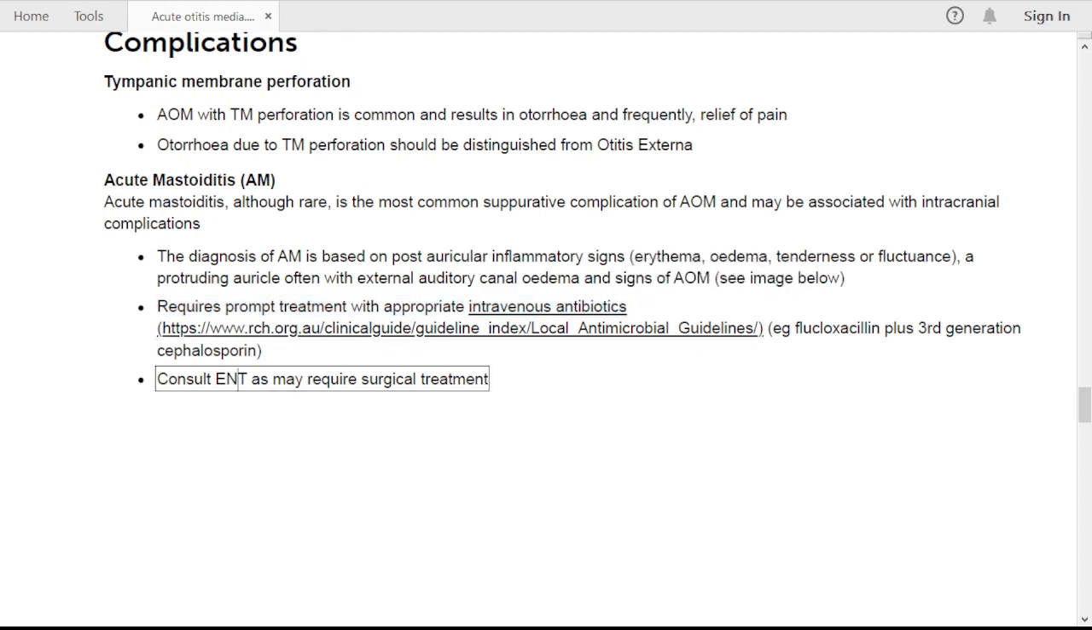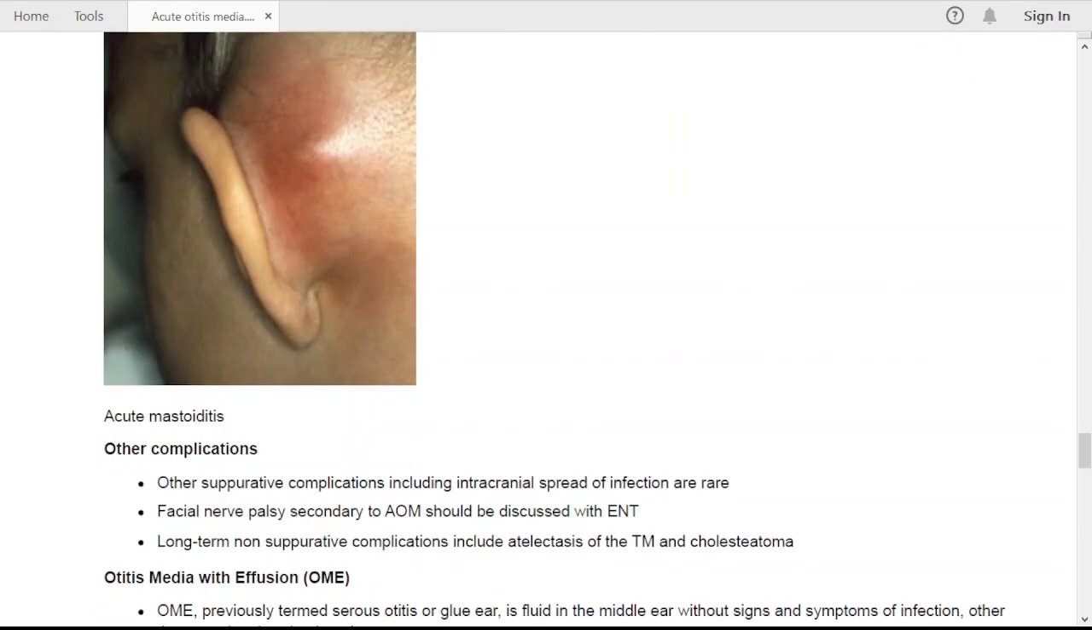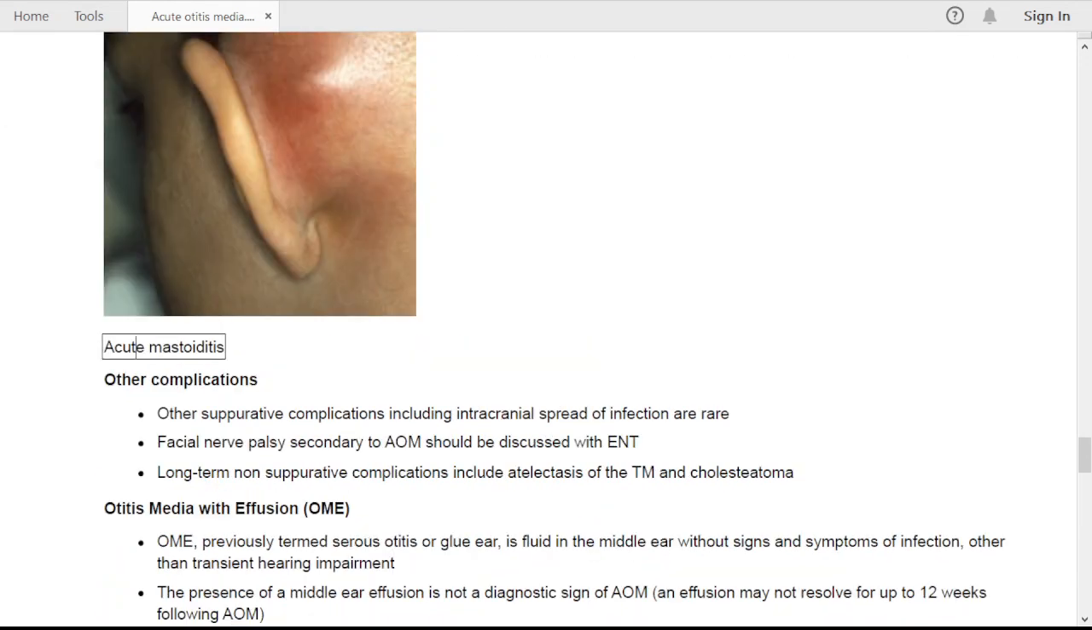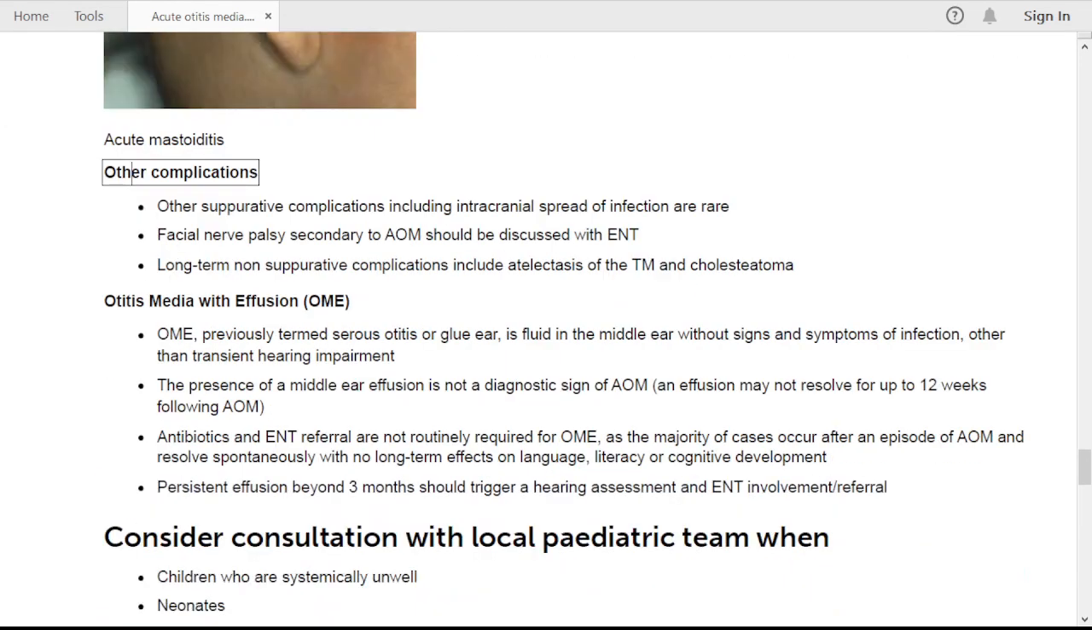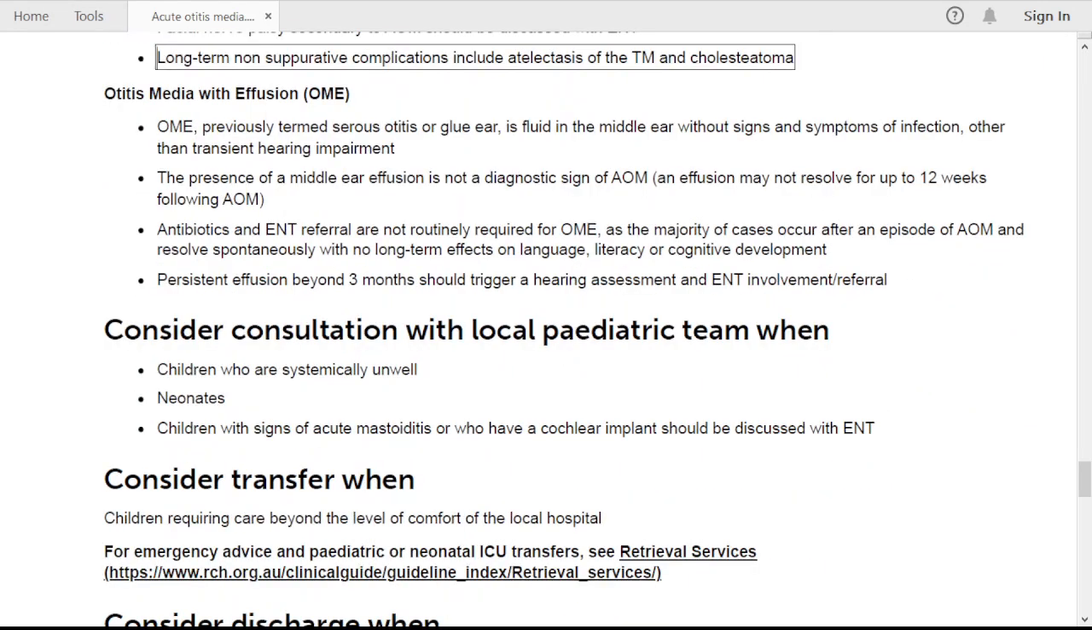Consult ENT as may require surgical treatment. Other complications. Other suppurative complications including intracranial spread of infection are rare. Facial nerve palsy secondary to AOM should be discussed with ENT. Long-term non-suppurative complications include atelectasis of the TM and cholesteatoma.